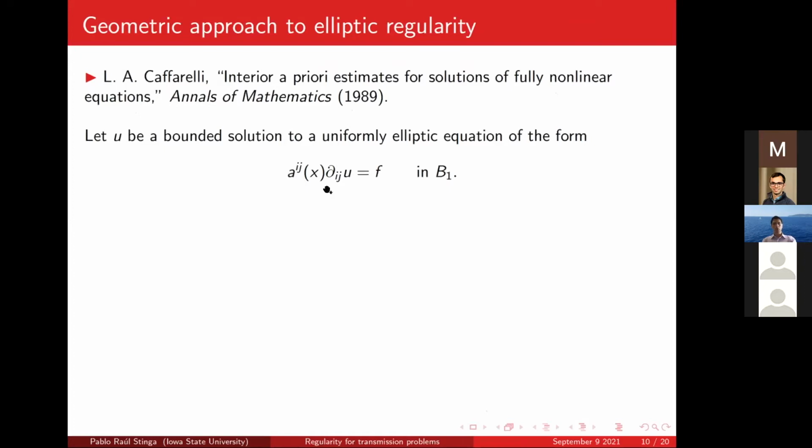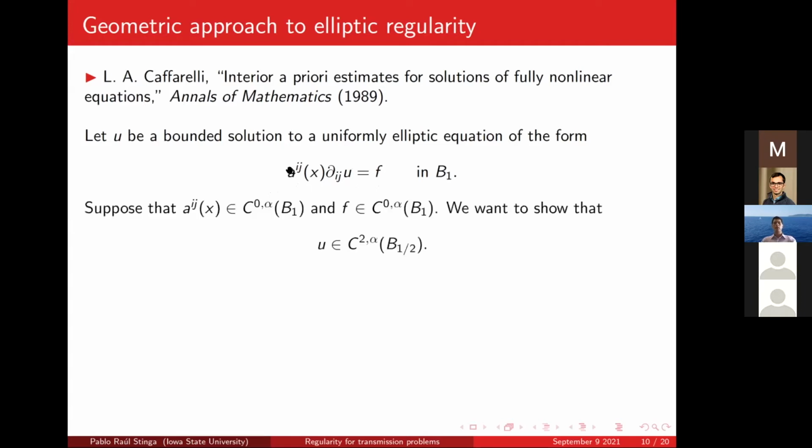So suppose you have a solution U to this linear equation that is elliptic, so the coefficients are uniformly elliptic, and it's in non-divergence form. So this is a matrix A multiplying the Hessian of U, and you take the trace, or summation over repeated indices. So we have a solution to Aij dij of U equals F in the ball B1. And say the coefficients Aij are Hölder continuous in B1, and the right-hand side is Hölder continuous in B1. Then we would like to show that U is C2 alpha, right?